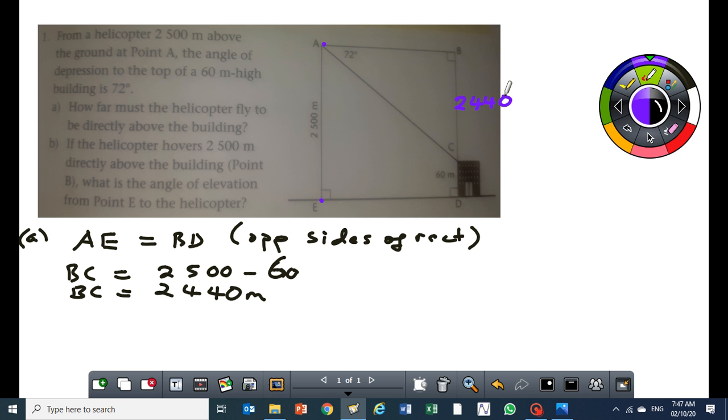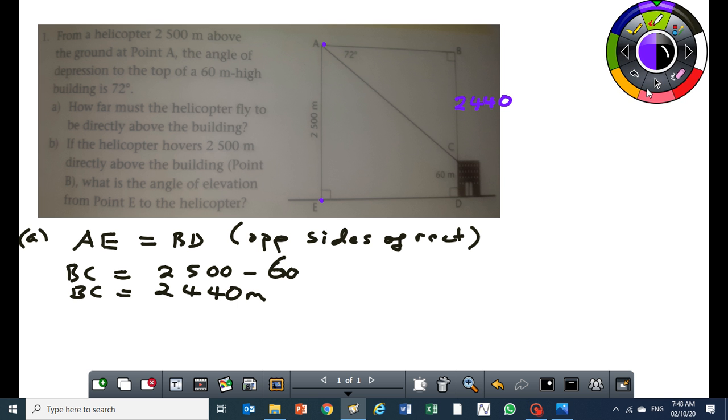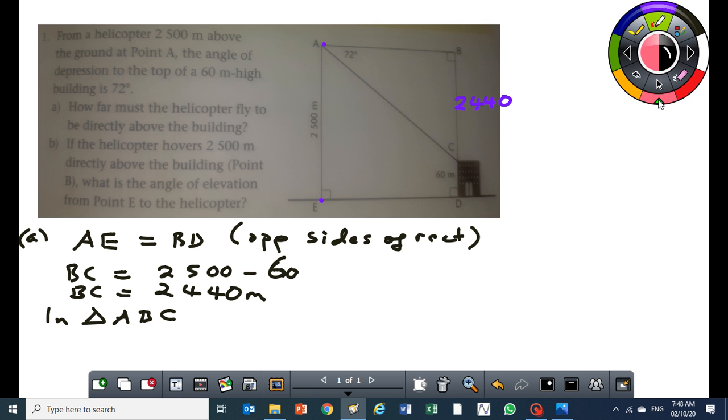So now that we know the length of BC, we need to identify a triangle that we are going to use the trigonometric ratio on. My triangle is going to be ABC. In triangle ABC, if I use trig ratios there, this is my reference angle.